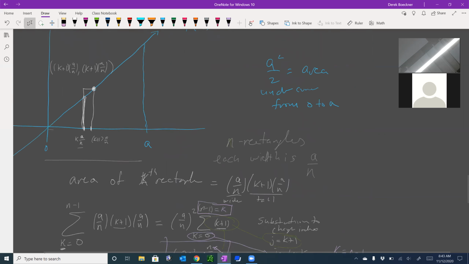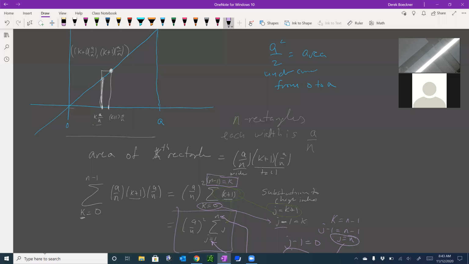So I've got everything labeled here. I've picked out the kth rectangle, right? And this time I decided to use the right-hand rule. So this is my x value on the right-hand side of the rectangle, right? So I put this into the function, f of x, and my output is this. That's my y value of this point. And so the height of this rectangle would be the y value of that point.